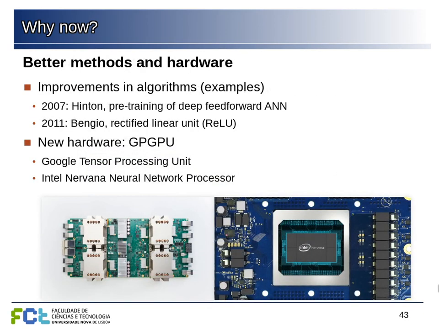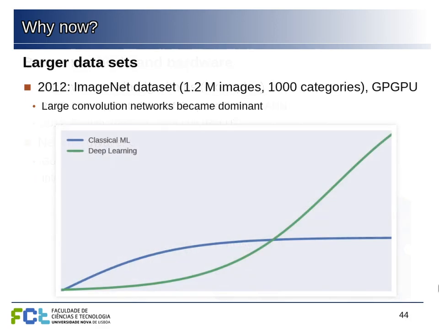Then we had improvements in the algorithms, for example, in how to train very deep neural networks, and the rectified linear units that solve the problem of vanishing gradients when you have many layers. Also, increasingly better hardware: general purpose graphic processing units, and specific hardware for training neural networks. And in addition, we have larger data sets. For example, the ImageNet data set has more than 1 million images in 1,000 categories, so it's a lot larger than the Caltech problem. And now neural networks became dominant for this problem.